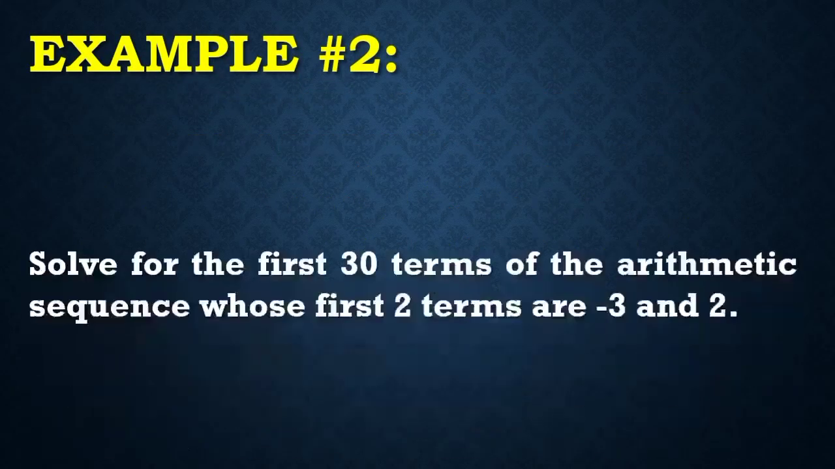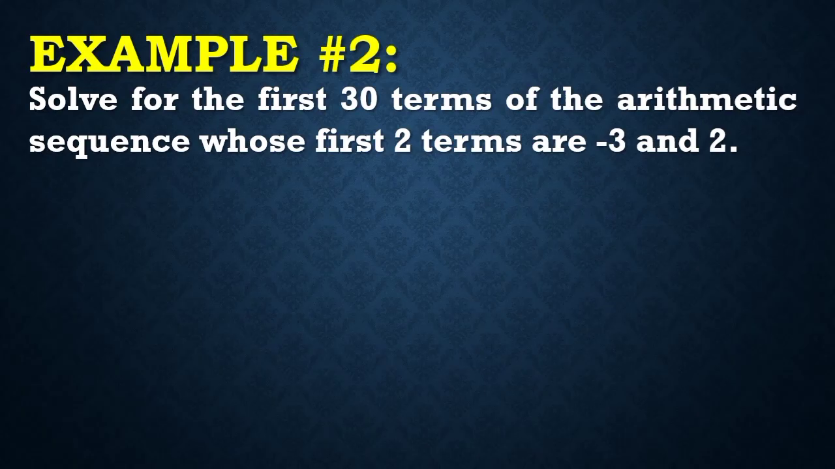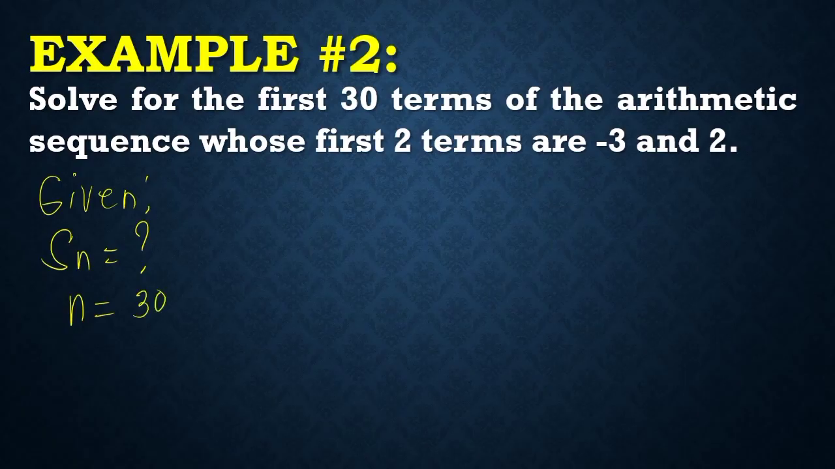Example number 2. Solve for the first 30 terms of the arithmetic sequence whose first two terms are negative 3 and 2. Now, the given are, so yung S sub n natin, the unknown. So, hanapin natin yung first 30 terms. So, n will be 30. A sub 1 is negative 3. And then, our common difference, so, negative 3, isusubtract natin dun sa 2. So, 2 minus negative 3, magiging positive 5.